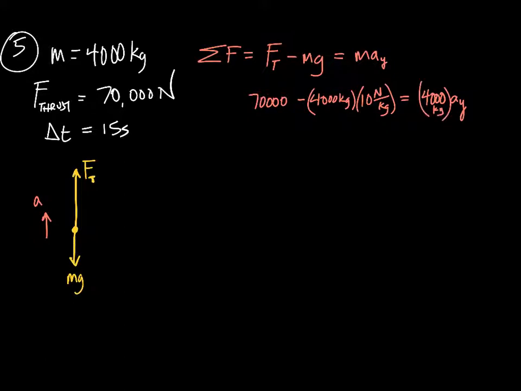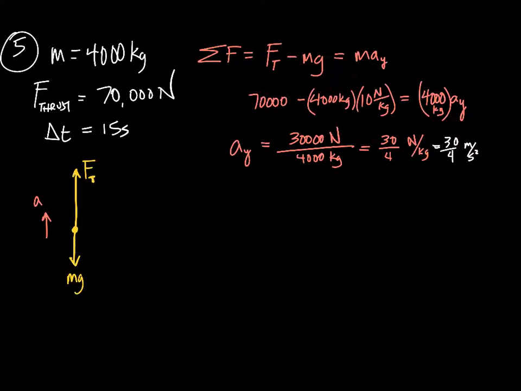If I solve this for acceleration in the y direction, I will get 30,000 newtons divided by 4,000 kilograms, which is just 30/4 newtons per kilogram. I'll leave it at that for the moment, which, by the way, equals 30/4 meters per second squared. So 30/4, 7.5, if we wanted to resolve that number. We'll get to that soon enough. So that would be the acceleration.